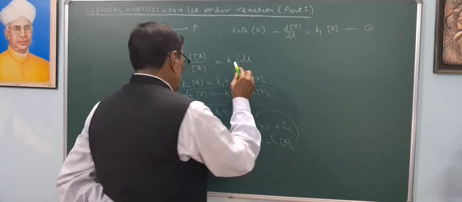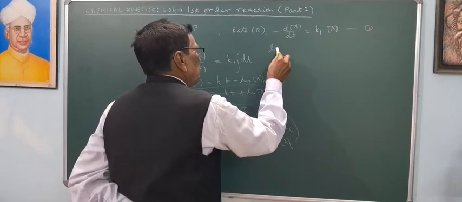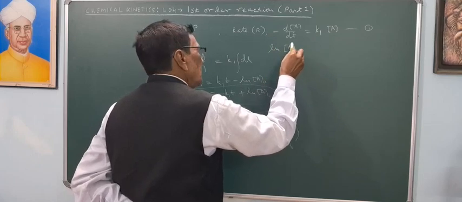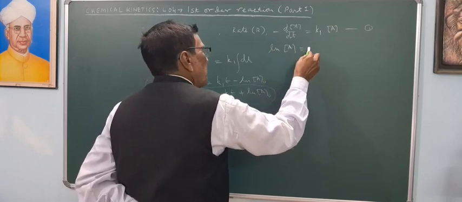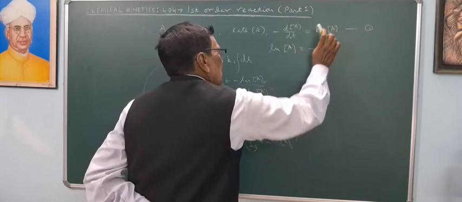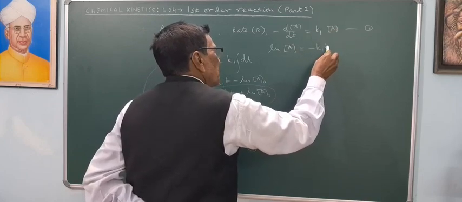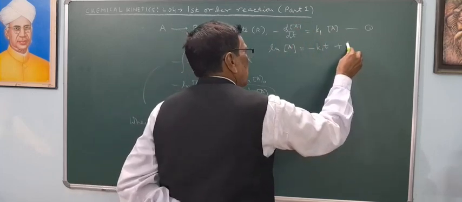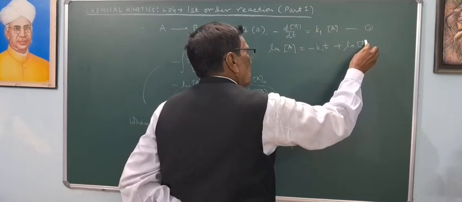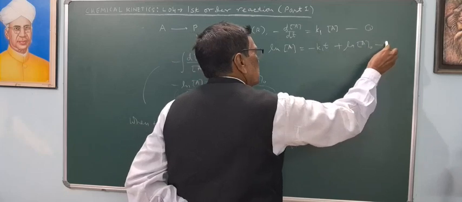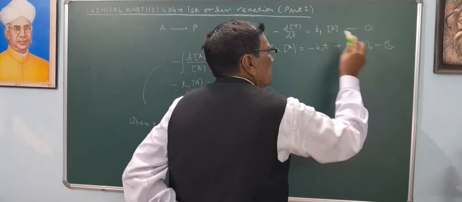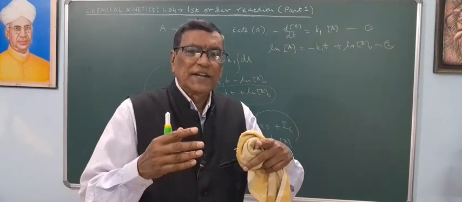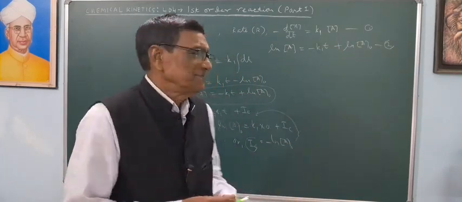So we can write this equation as ln concentration of A equal to minus K1 t plus ln concentration of A naught, equation 2. A naught is the initial concentration of A, which we have taken at the start of the reaction.